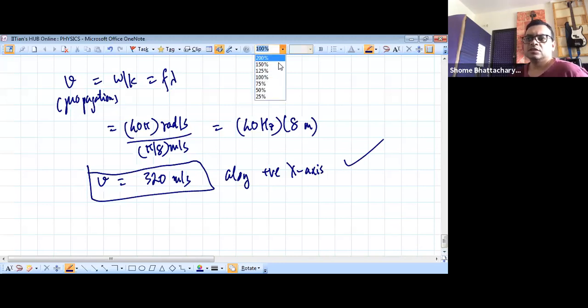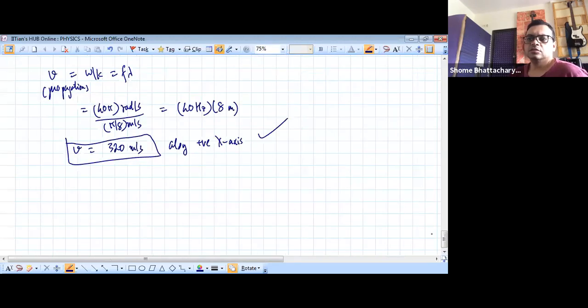Okay, people, so hope this is completely clear. That sine square or cos square can just be treated as a variation of sine or cos. It's just a variation of a sinusoidal wave.